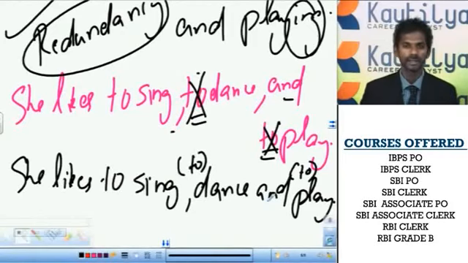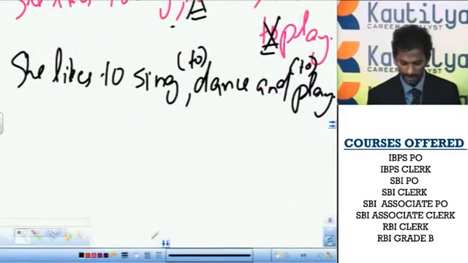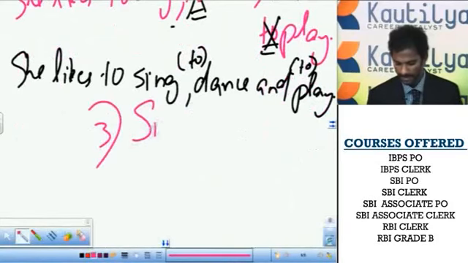So first concept is gerund. If one idea is in the ing form, all the others must also be in the ing form. If one idea is in the infinitive form, all the others must also be in the infinitive form. Got it? So those are the first two concepts in parallelism. The third concept in parallelism is single word. Single word.